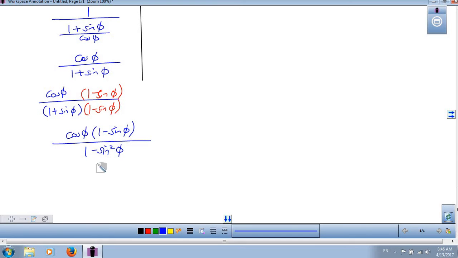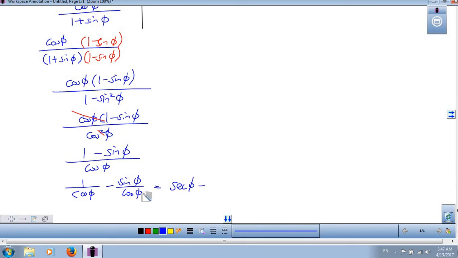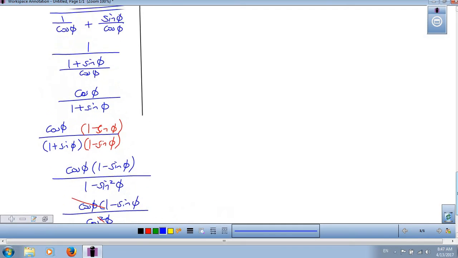And that will become cosine squared phi. So this becomes cosine squared phi over 1 minus sine phi. Look at this now: cosine divided by cosine squared phi, I can cancel out one cosine. This becomes 1 minus sine phi divided by cosine phi. Now I can separate them into two fractions, 1 over cosine phi minus sine over cosine phi. That is equal to secant phi minus tangent phi. So that's it.